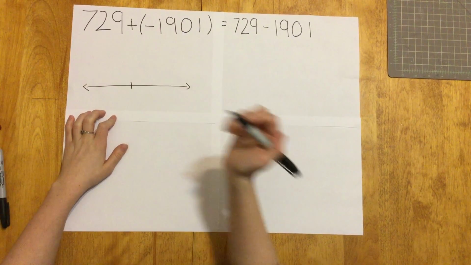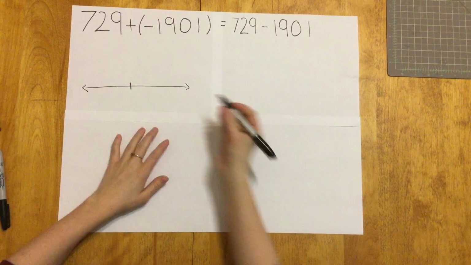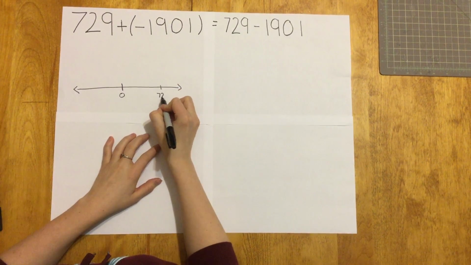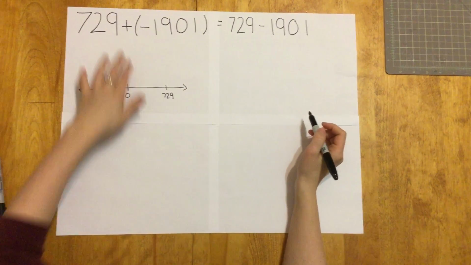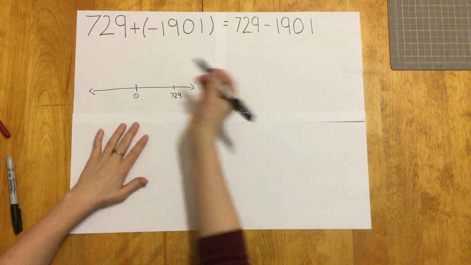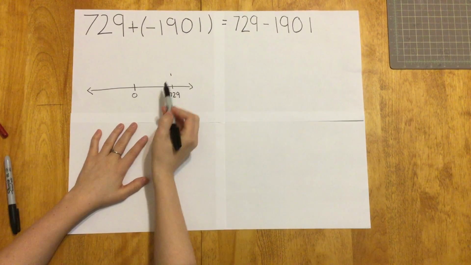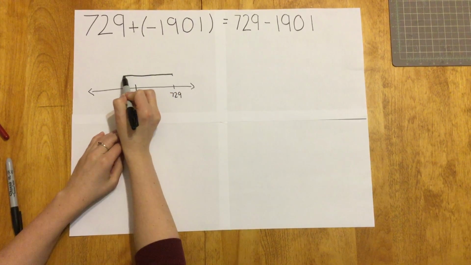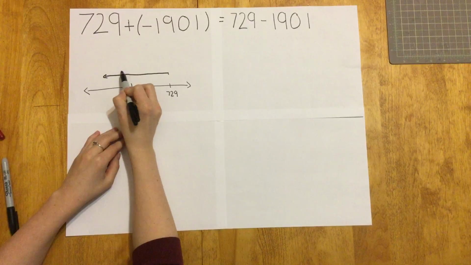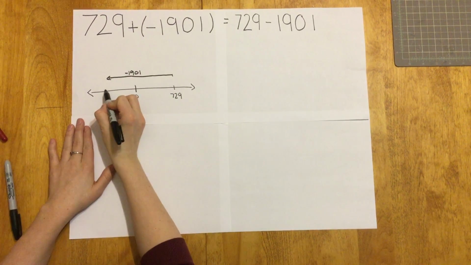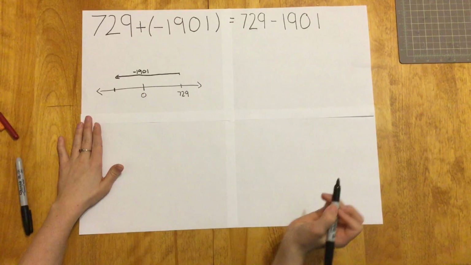So we start with the positive integer, which is 729. So it's positive, so it's on the right side of the zero. And then we're adding a negative, or subtracting 1,901. So from 729, we're moving left down the number line by 1,901. So we end up on the left side of the zero somewhere.